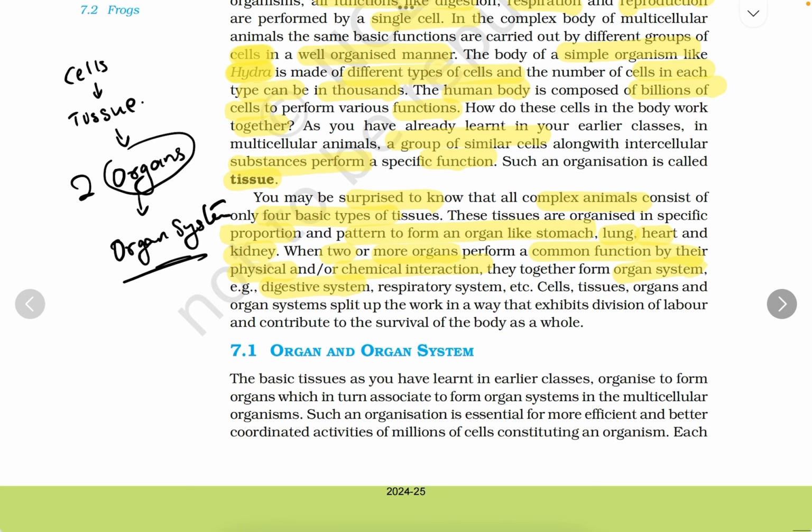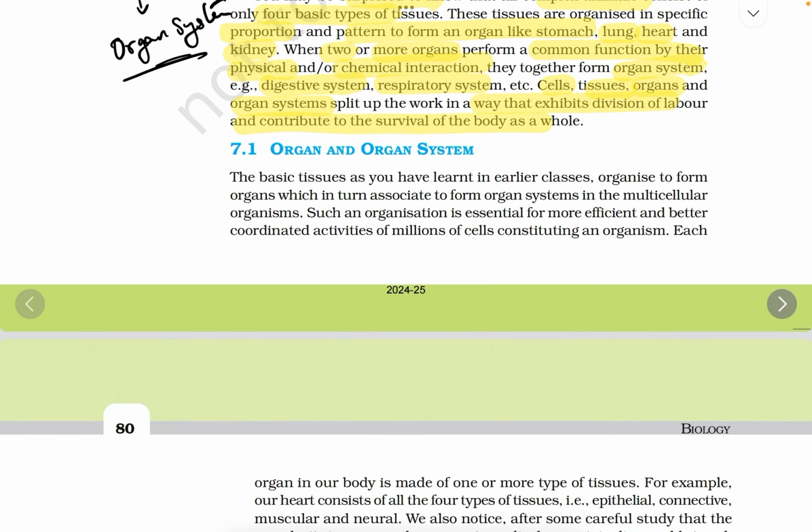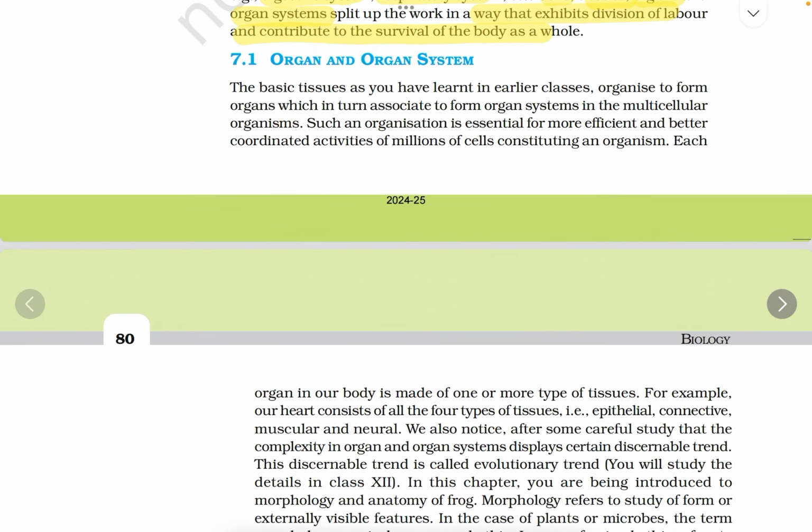Examples of different organ systems are the digestive system, respiratory system and nervous system. So cells, tissues, organs and organ systems split up the work in a way that exhibits division of labor and contributes to the survival of the body as a whole. Now let's talk about organ and organ system.